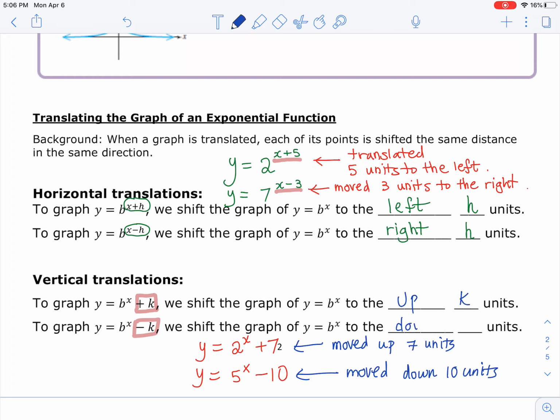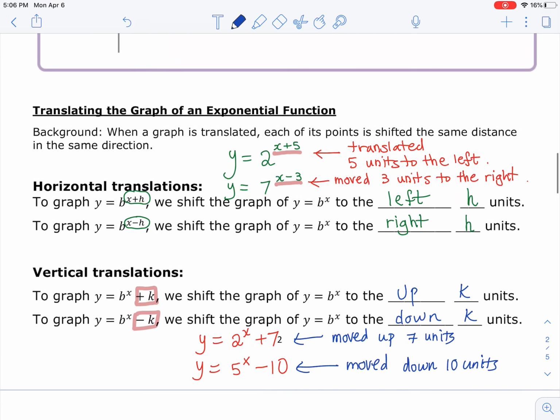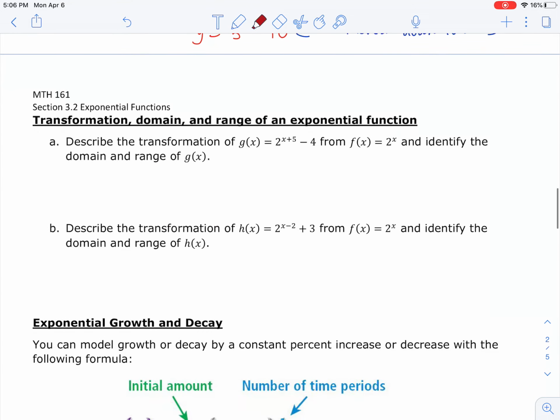So let's fill this out and look at some examples together. Adding a constant k will move the graph up k units. Subtracting k will move the graph down k units. So if you have an example like this, which has both going on, let's talk about the translation of this. Subtracting 4 will move the graph down 4 units, right? That's going to be moved down 4.